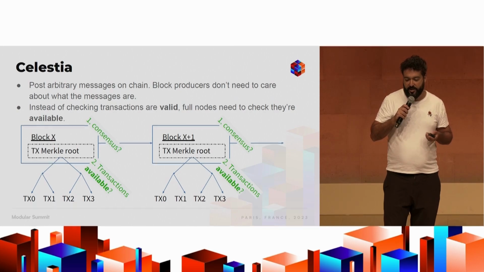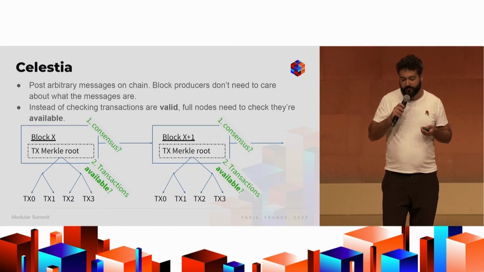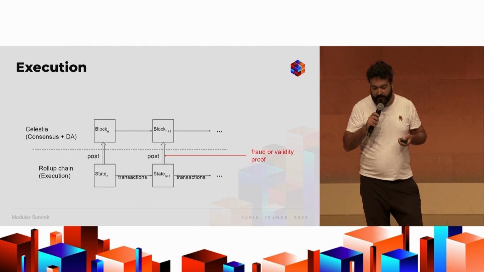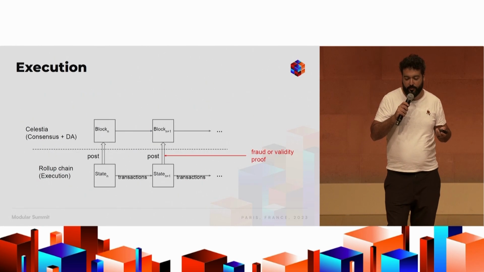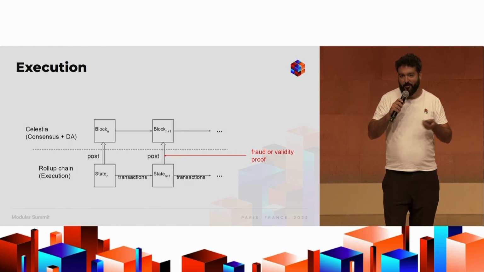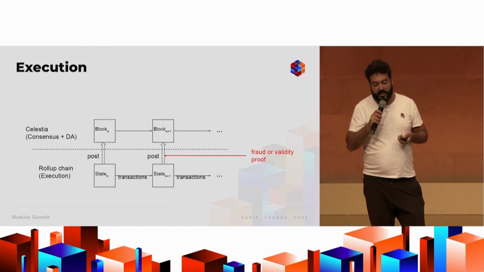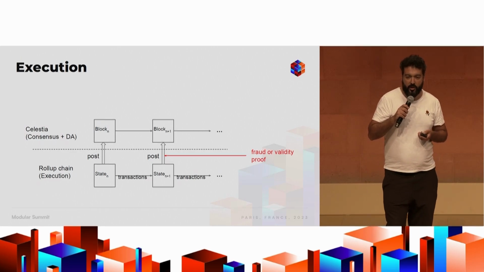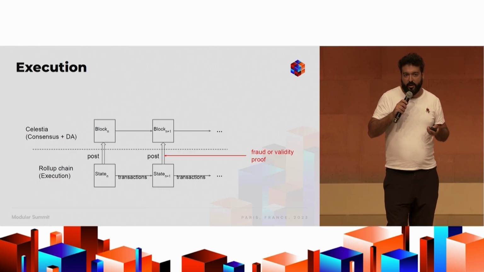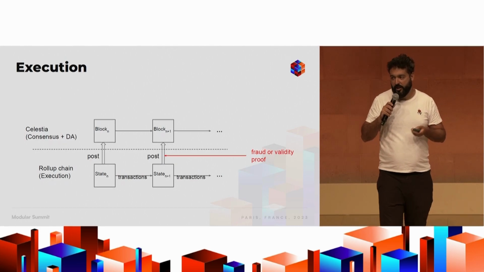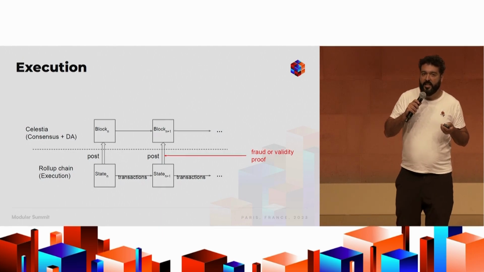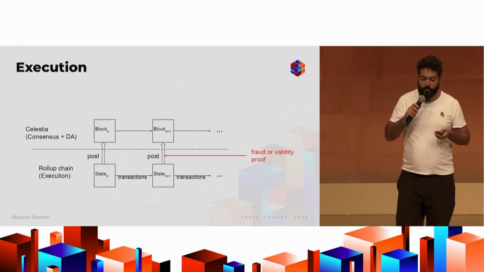So that's the main differentiator, and I'm gonna explain a little bit on how this works as well. You might ask, where does the execution happen? And the execution in Celestia happens in so-called rollups, right? Instead of this world computer model where all the transactions are validated on one chain, the state transitions are validated on a rollup.